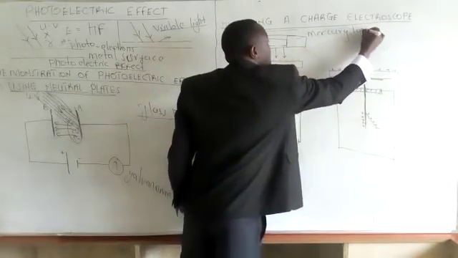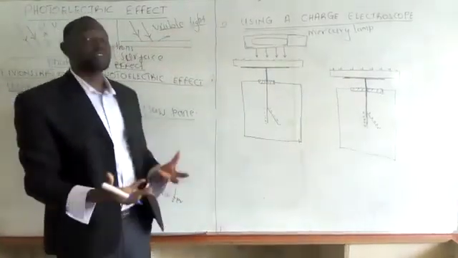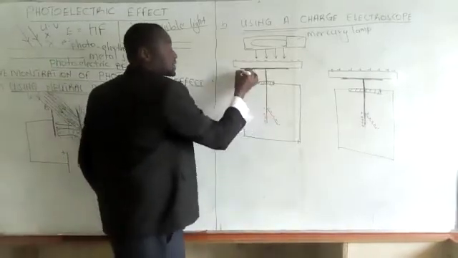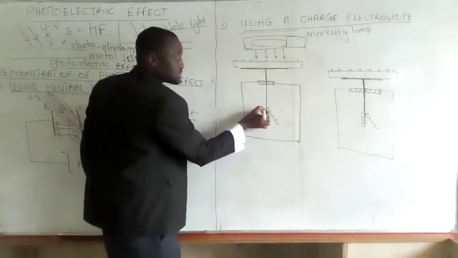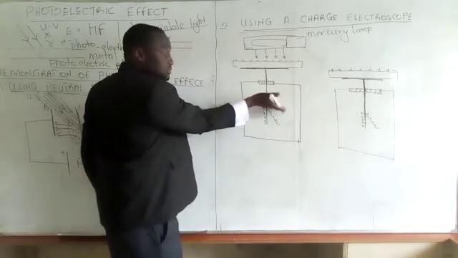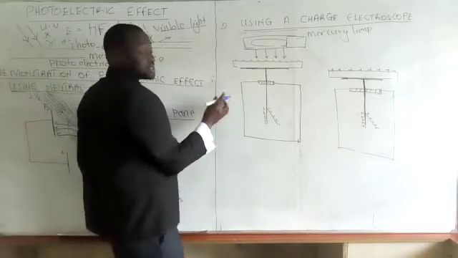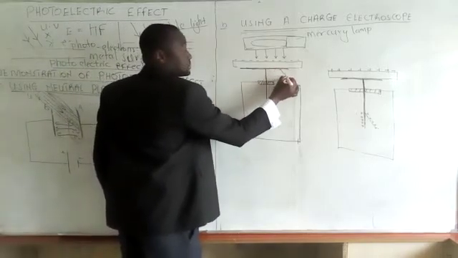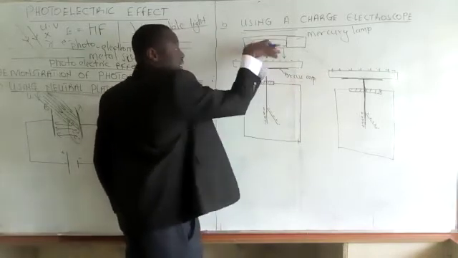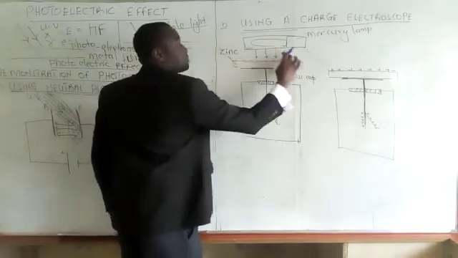The mercury lamp has mercury vapor, which is able to produce UV radiation. And on it, we have an electroscope. You can see this electroscope is negatively charged, and that is why the gold leaf is diverged. Then on this electroscope, on the brass cap, we place a zinc metal. This is a zinc plate.